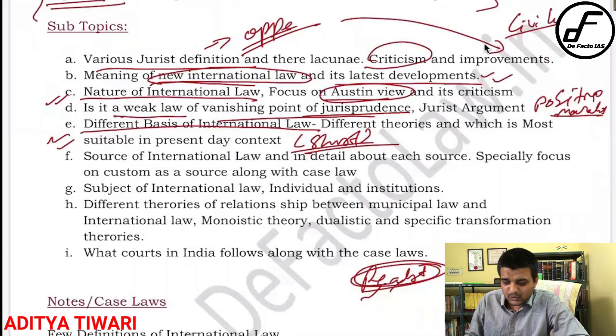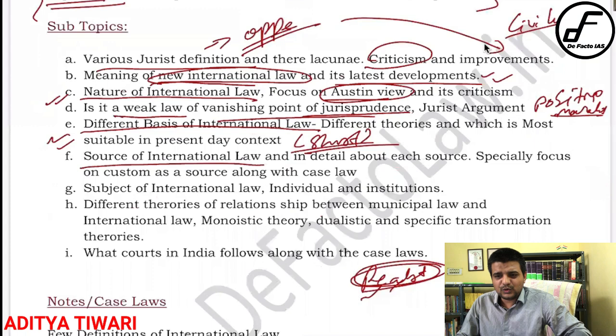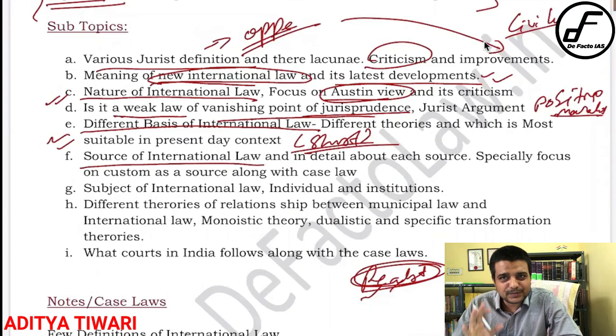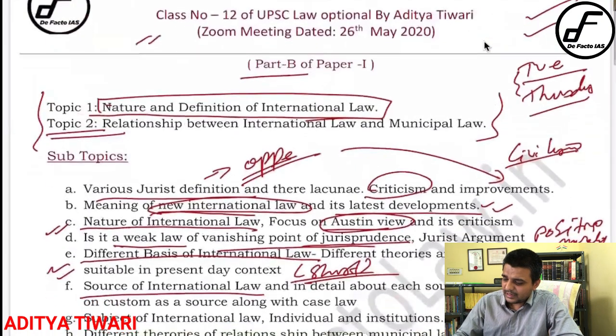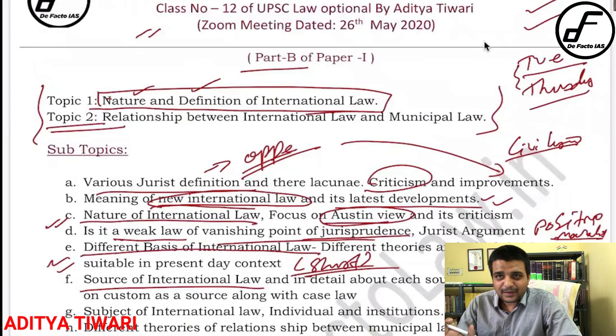Now, again, one thing which is not directly provided in the topic, but still the question comes, is the source of international law. If you look at the syllabus, nowhere is the word source mentioned. Nowhere, right? But still there have been questions on source. So that is covered under the nature and definition itself. That is the source of international law.